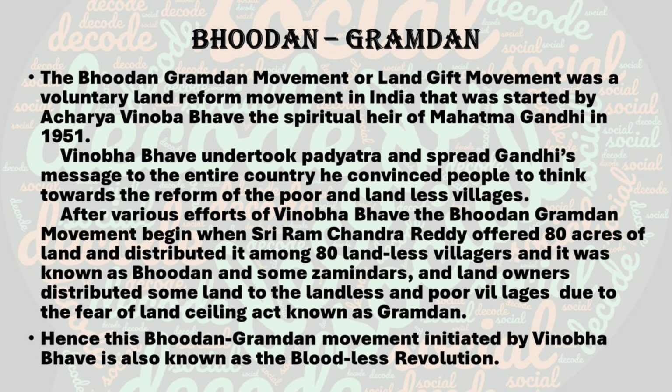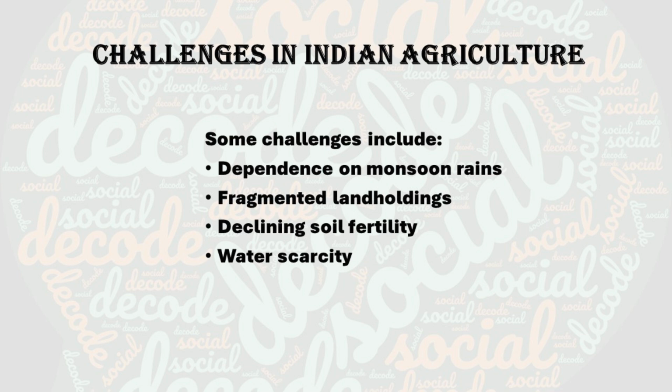So though so many new technologies and new ideas are implemented in agriculture, there are some challenges that Indian agriculture is facing. For example, dependence on monsoon rain, fragmented landholding, declining soil fertility, water scarcity, lack of storage and marketing facilities, overuse of fertilizers, all this. So to overcome these, farmers must adopt modern technology, organic methods and so on. So students, agriculture is truly the lifeline of our country. Okay, thank you.